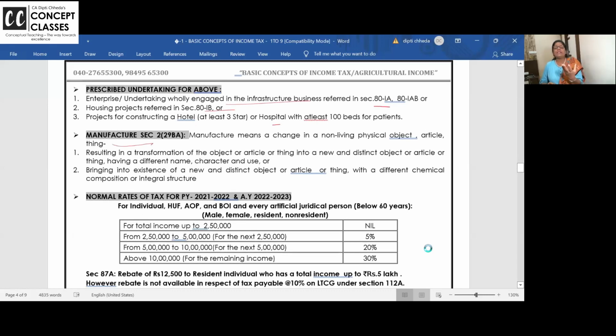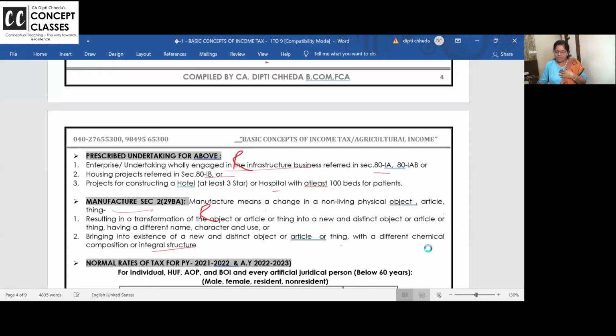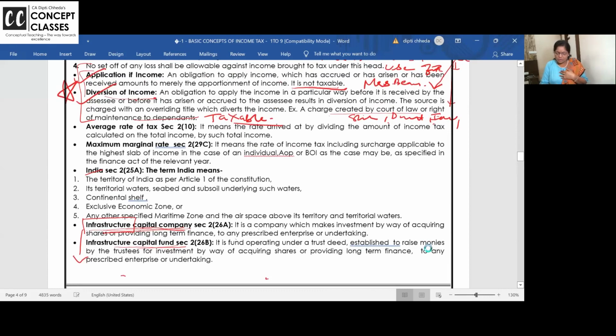What do you mean by manufacturing? When the appearance, when the usage of the item changes, it amounts to manufacturing. It means a change in the physical object, article, thing, resulting in transformation of the object or article or thing. Yes, bringing into existence a new and distinct article with a different composition. Just read it, it's enough. As a teacher, I am saying R for reading, R for reading. Learn this by heart.